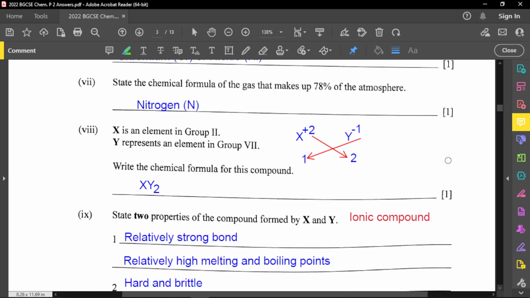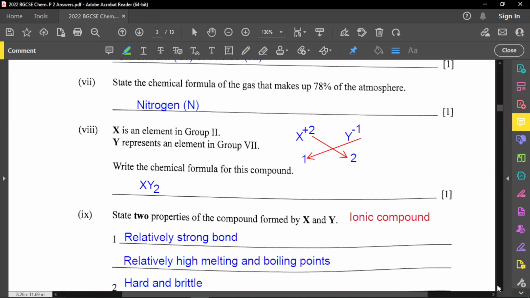To show you the working here, if X is from group 2, then it will be +2, and if Y is from group 7, it will be -1. What we do is cross down the valences, so we need 1 atom of X, and this means we need 2 atoms of Y. Hence, the formula is XY2.